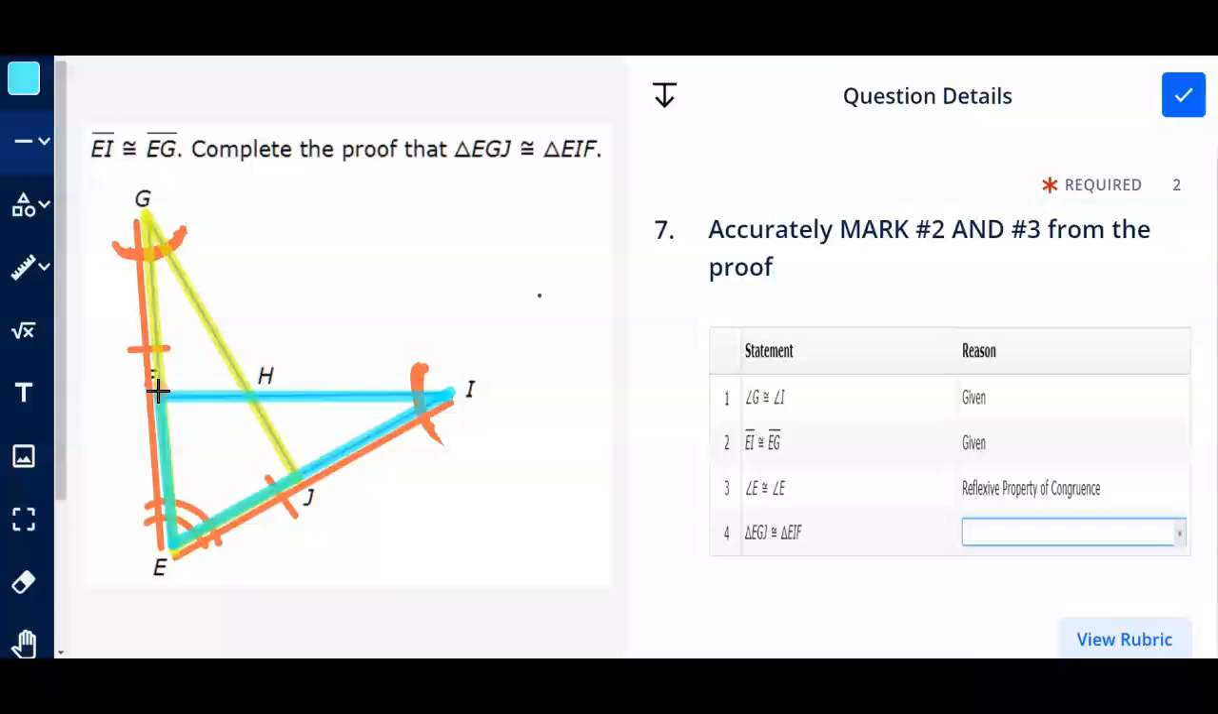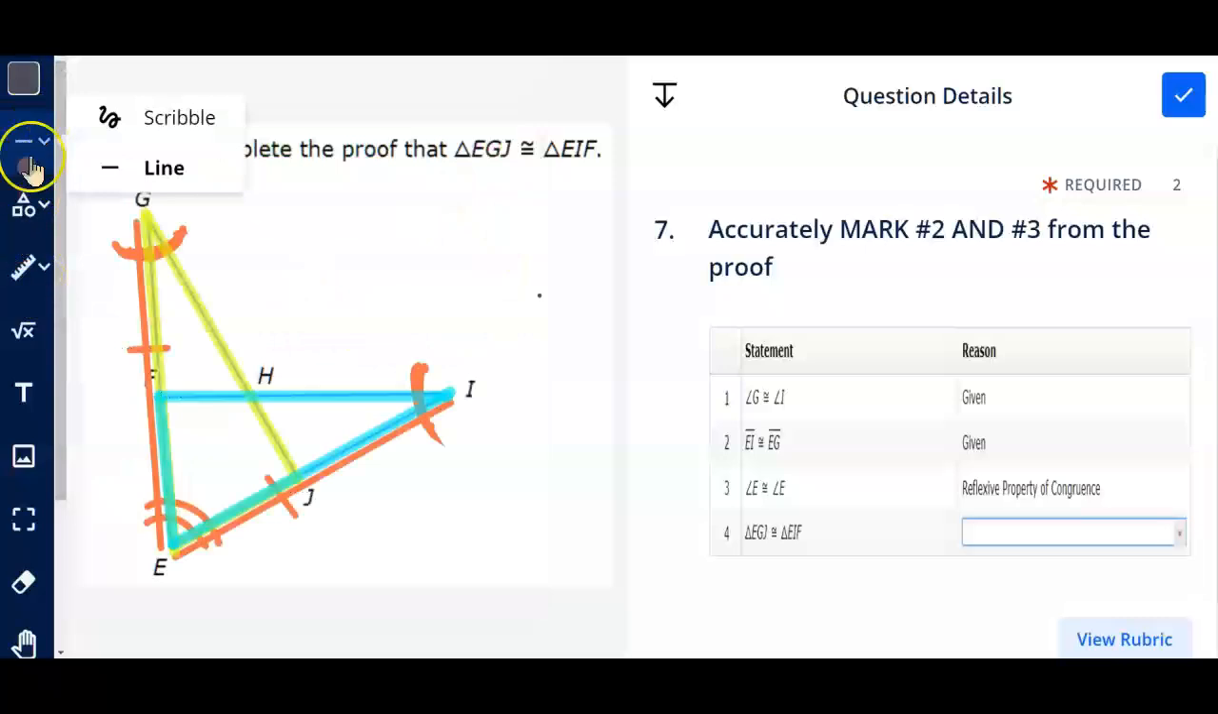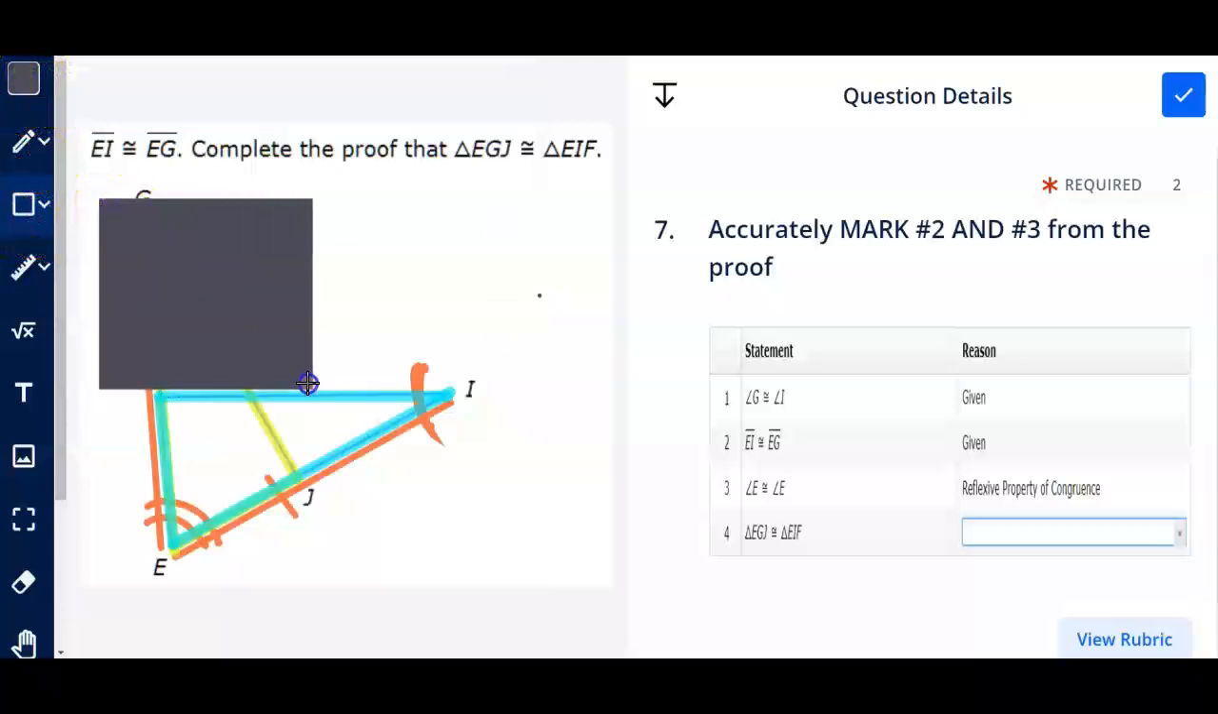Looking at these triangles now, let's focus. I don't want you guys to do this necessarily, but I'm going to do this so we can focus on just one of the triangles. I'm going to blot out the other triangle. Okay, looking at our remaining triangle, what pieces of information do I know about my blue triangle?